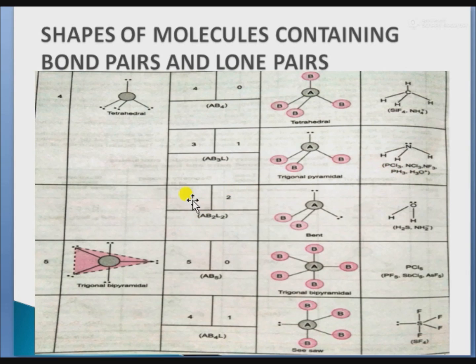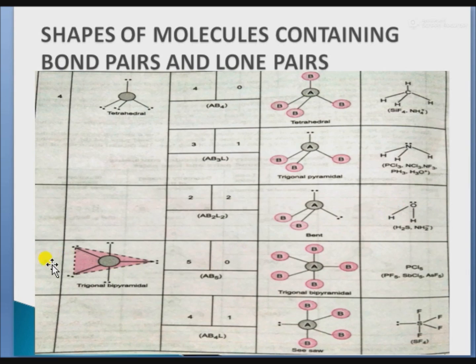If the bond pairs are 2 and lone pairs are also 2, then the formula is AB2L2 and its shape is also distorted to become bent shape due to lone pair repulsion, because lone pair lone pair repulsions are greater than lone pair bond pair repulsions. For example, water molecule, H2S and NH2-, they form bent shape because they contain lone pairs, and lone pair bond pair repulsions are greater than bond pair repulsions.